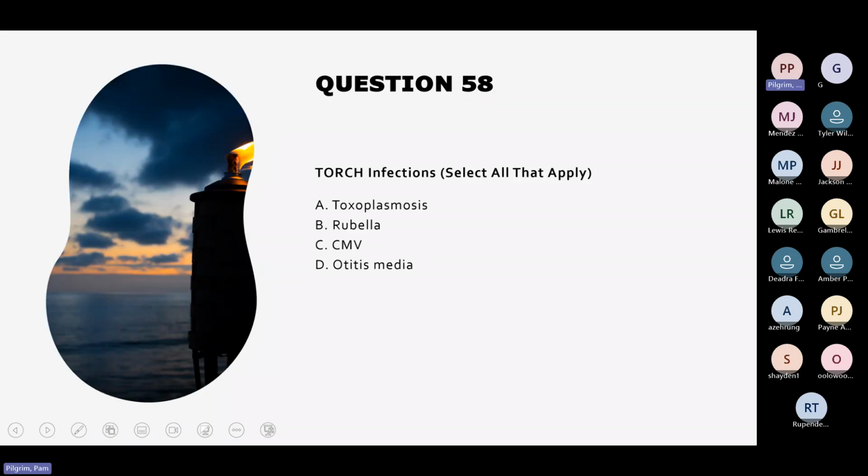TORCH infections. Select all that apply. Which are considered TORCH infections?